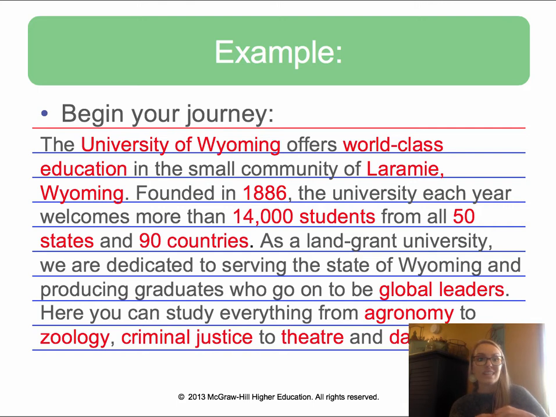This university was founded in 1886 and typically welcomes about 14,000 students from all 50 states in the United States and 40 countries worldwide. It's a land-grant university dedicated to serving the state of Wyoming and producing global leaders with its graduates. At the University of Wyoming, you can study anything from agronomy to zoology, criminal justice, theater, and dance. So my phrasing was similar, but not exactly the same as what I had planned out. I didn't read it to you directly, and it sounded a little bit more conversational and in the moment with the audience.